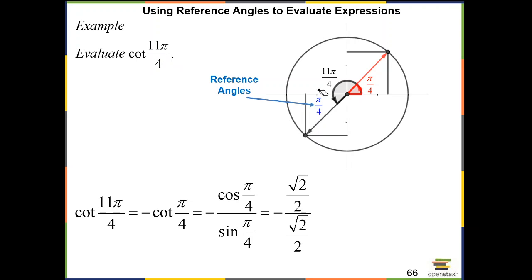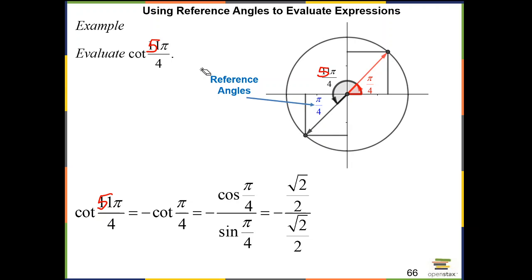might be a typo here because that's 1, 2, 3, 4. That's 5 pi over 4. So let's make this 5 pi over 4 instead of 11 pi over 4. It's not 11 pi over 4. 11 pi over 4, it's going around, it's like more than 2 pi, okay? So let's make this 5 pi over 4.